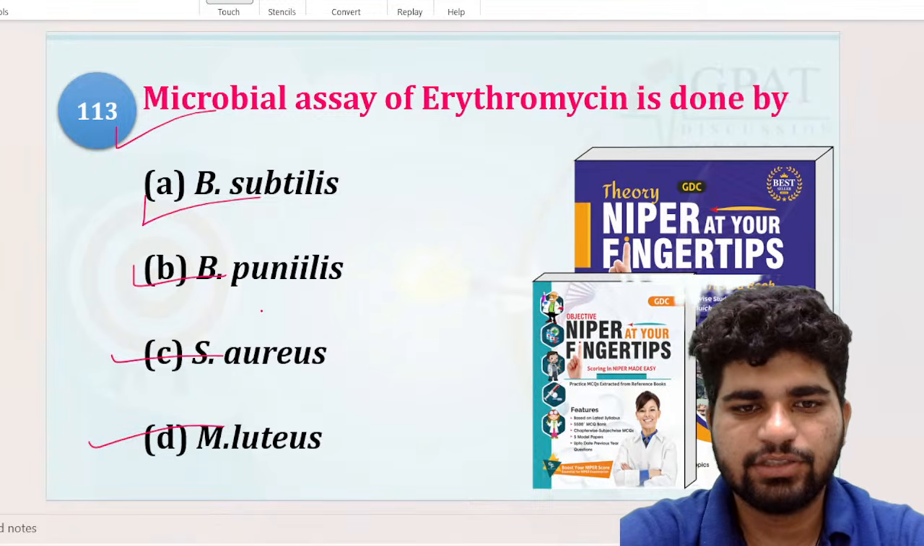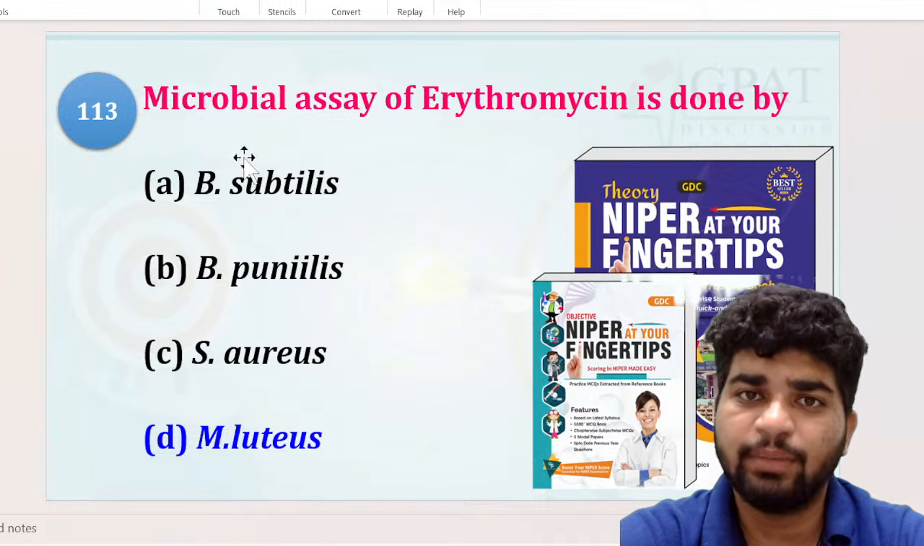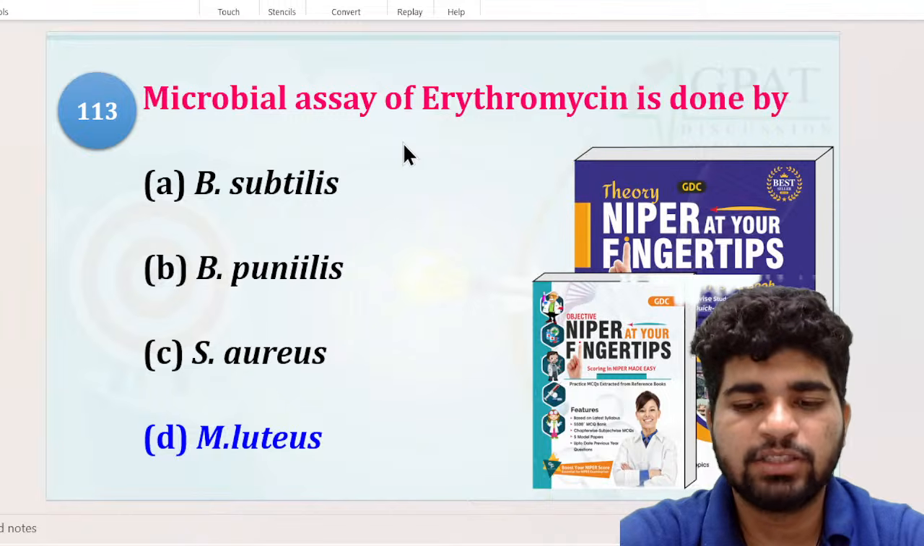Yes. So this is your Mycobacterium luteus. This topic is very much important, guys, in the context of the NIPER examination. Microbial assay, they used to ask very frequently.